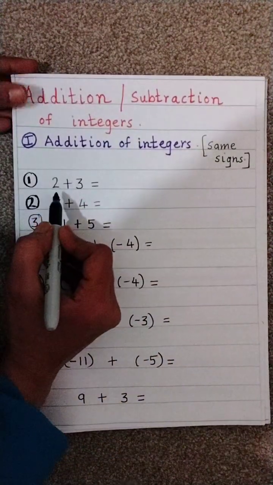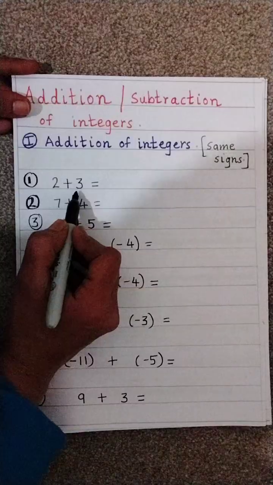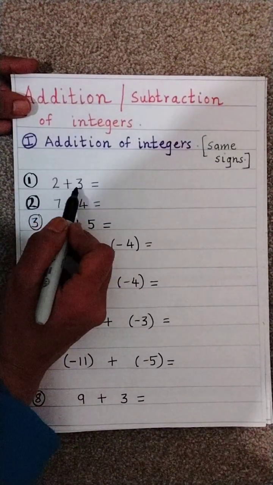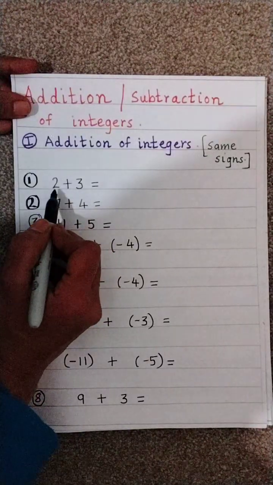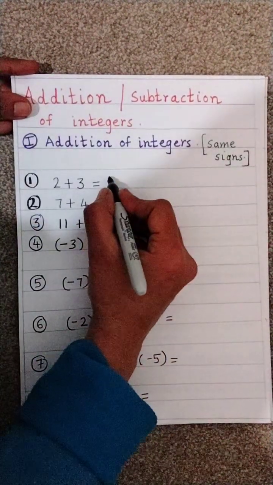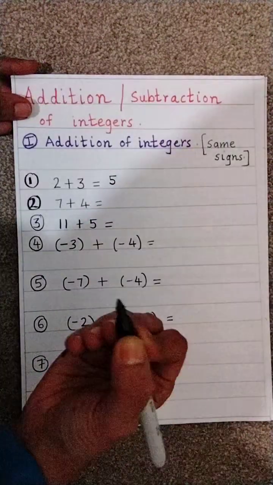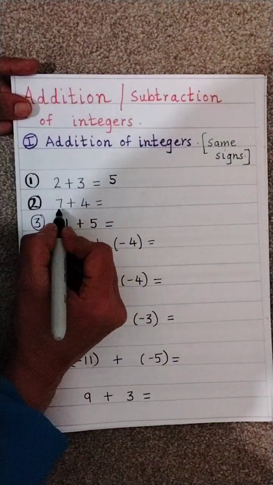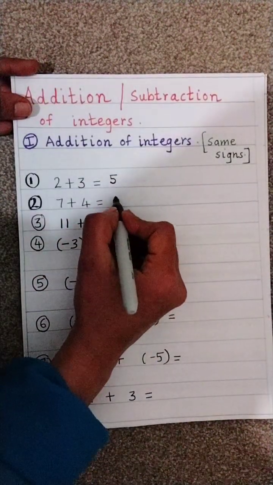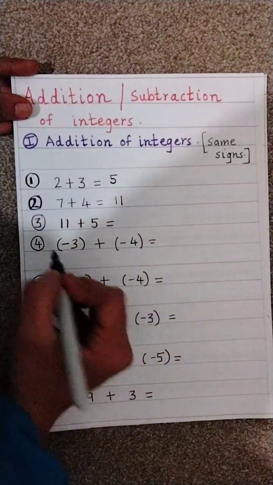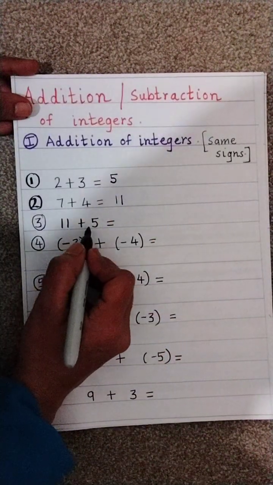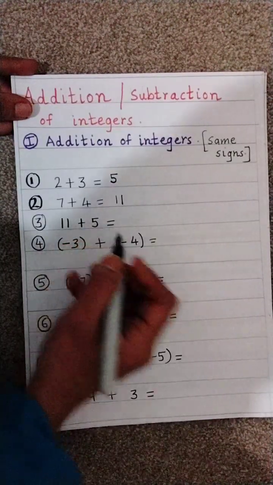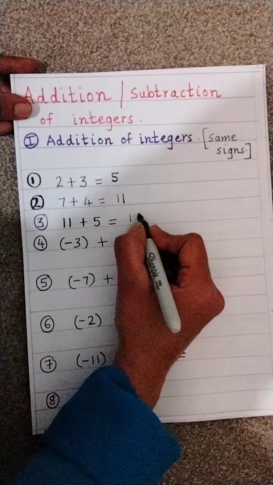So now the first question, 2 plus 3 is 5. Simple? Yeah, both have positive signs. So 2 plus 3 is 5. Very easy. Another one. 7 plus 4, both have positive signs. 7 plus 4 is 11. So answer is 11. Another one. 11 plus 5, both are positive signs. Same signs. 11 plus 5 is 16. So answer is 16.